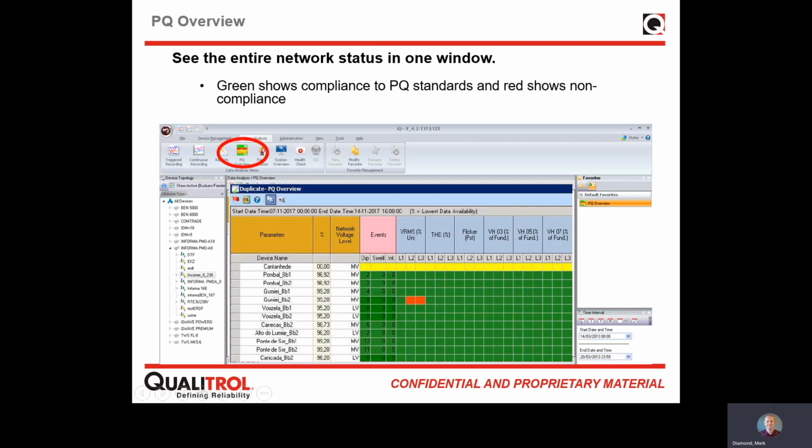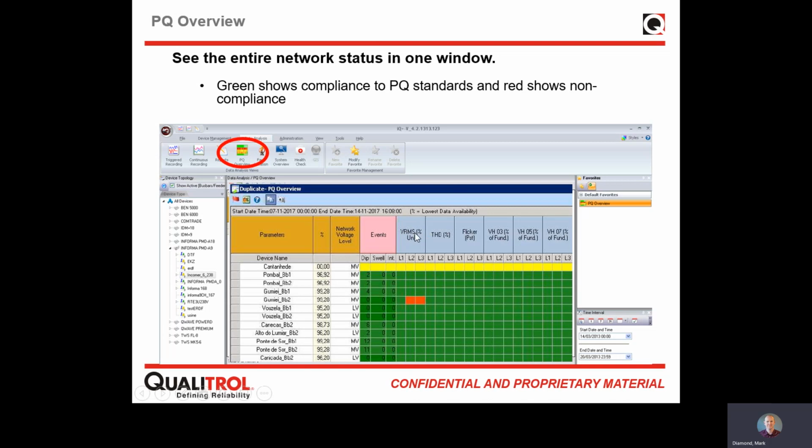And this is what the main screen would look like from a power quality overview. Here we have all of our devices listed down the left-hand side. Across the top we have the parameters that we're monitoring. So we're monitoring events, which are triggered dips, swells, and interrupts.